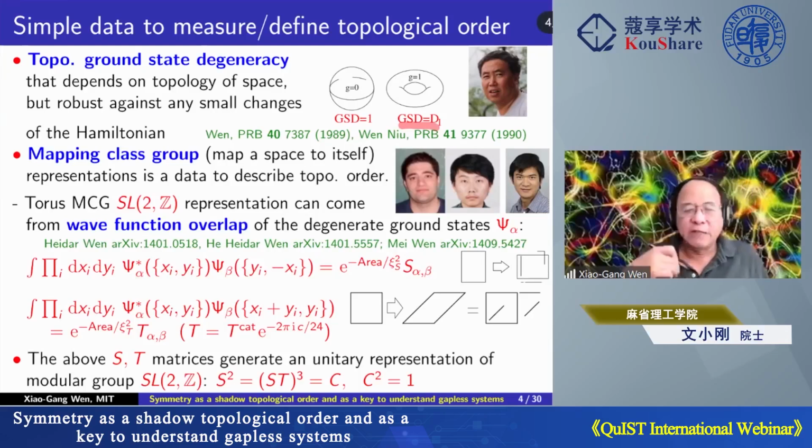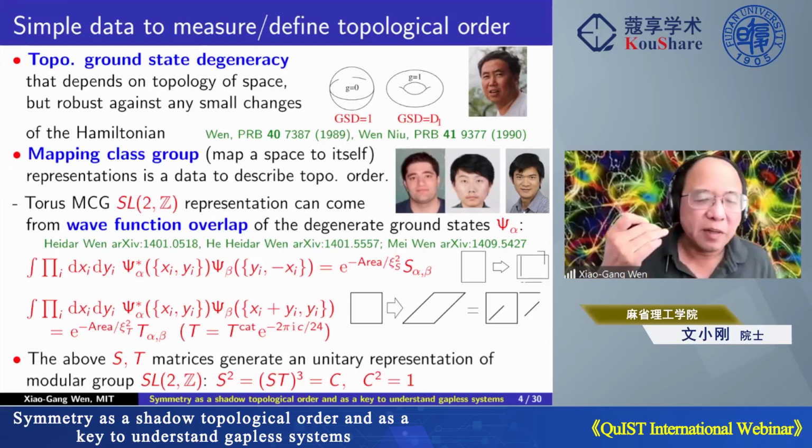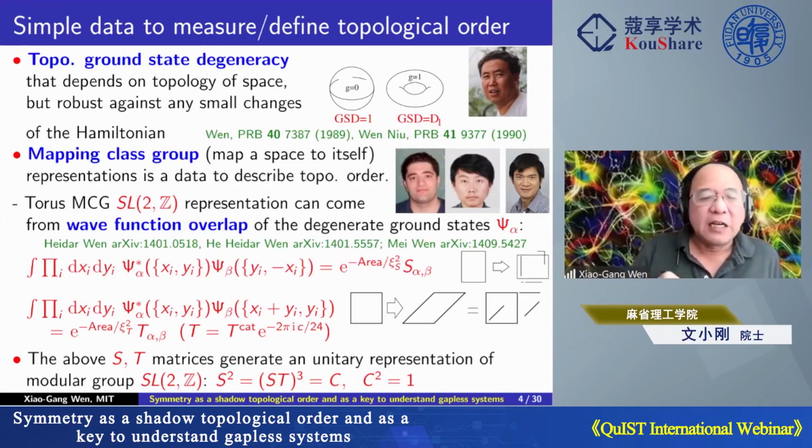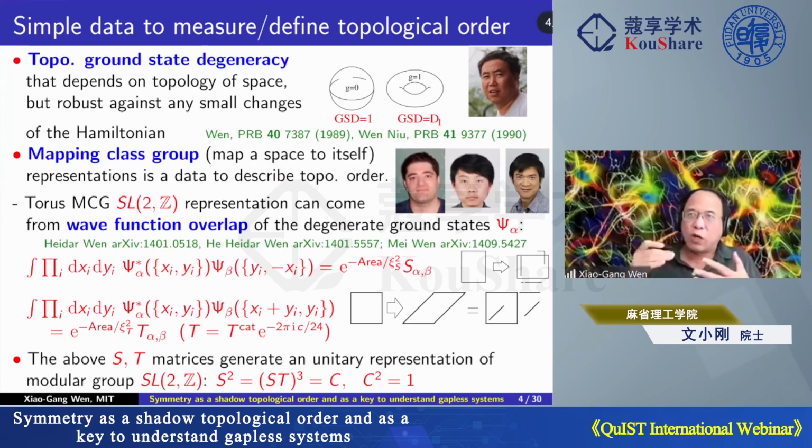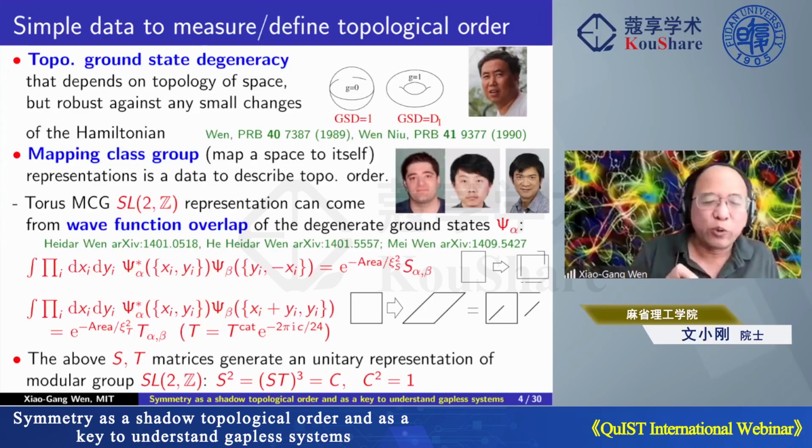Actually, there is even more extensive, more informative data. That is called a representation of a mapping class group. Basically, a mapping class group is a group that maps a space into itself. And so under this mapping class group action, the ground state may transform, and how the ground state transforms may give rise to actual data.